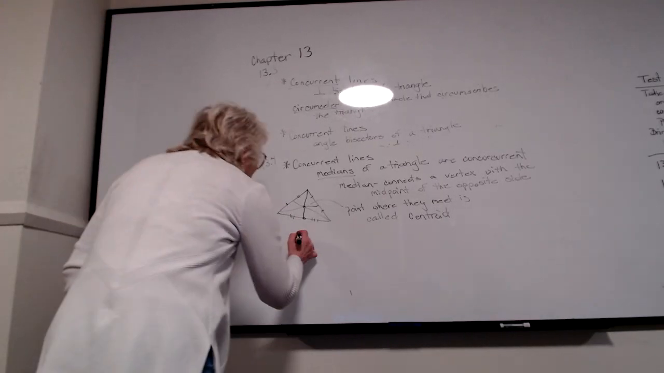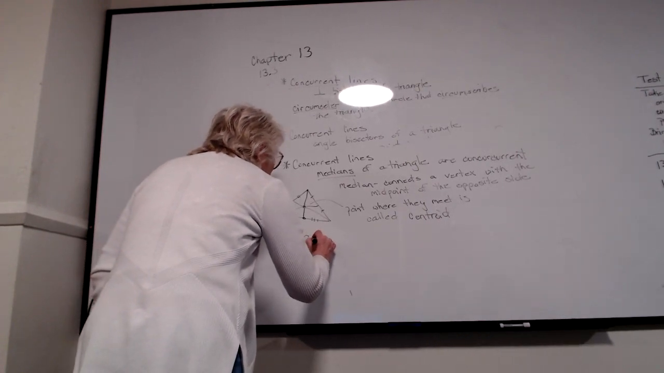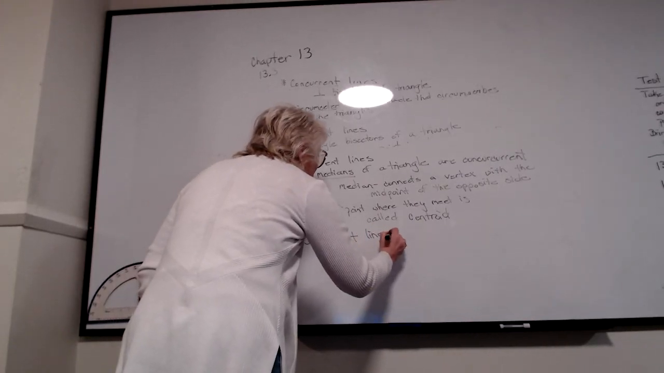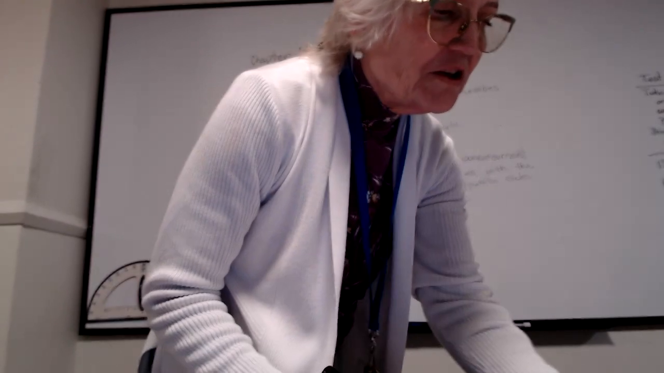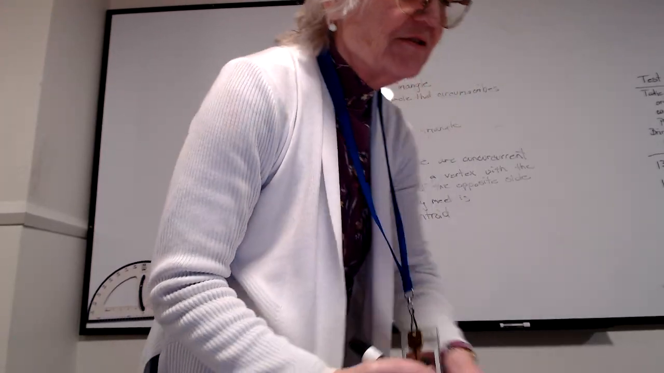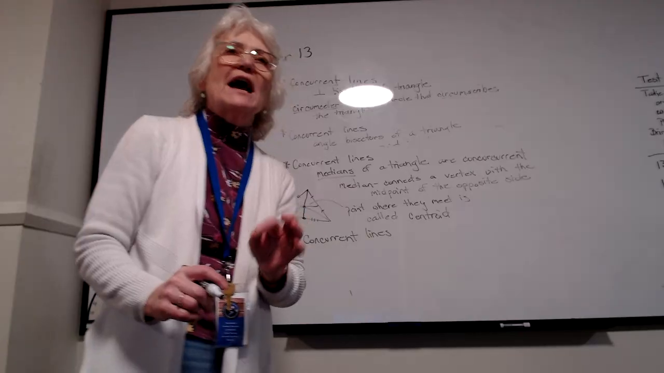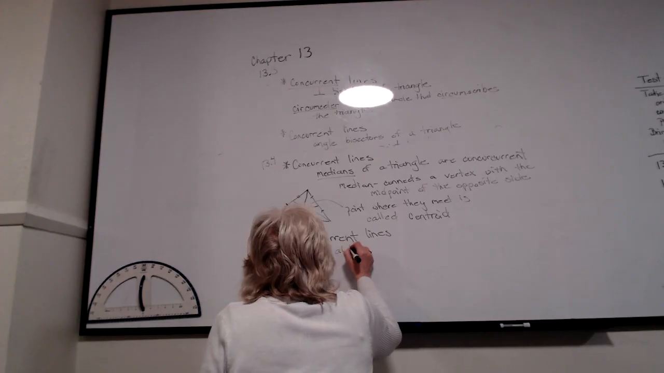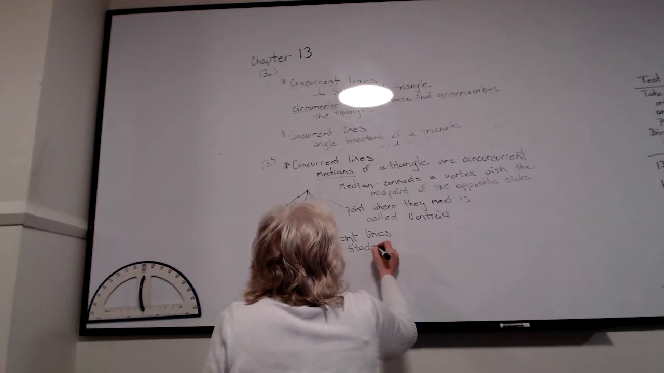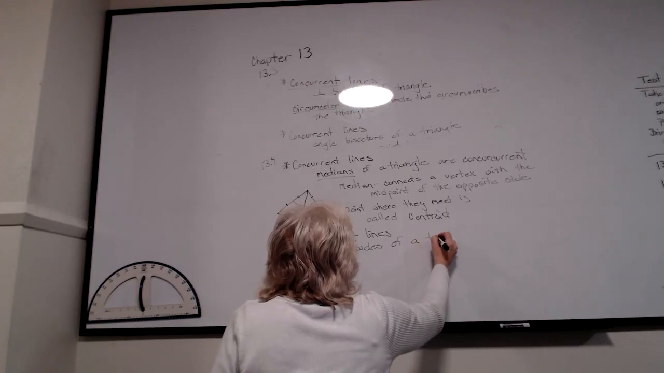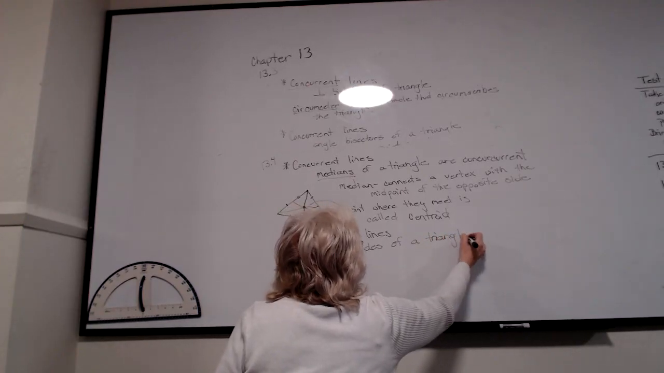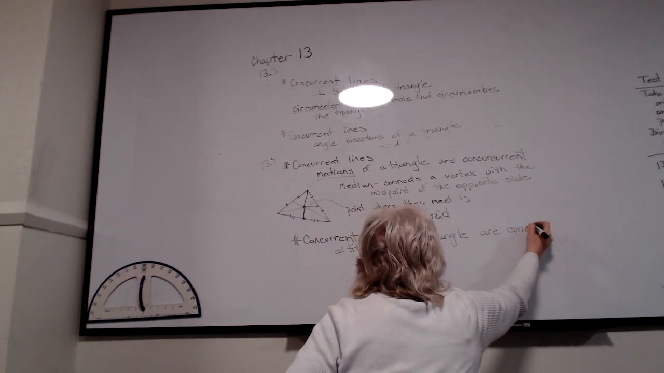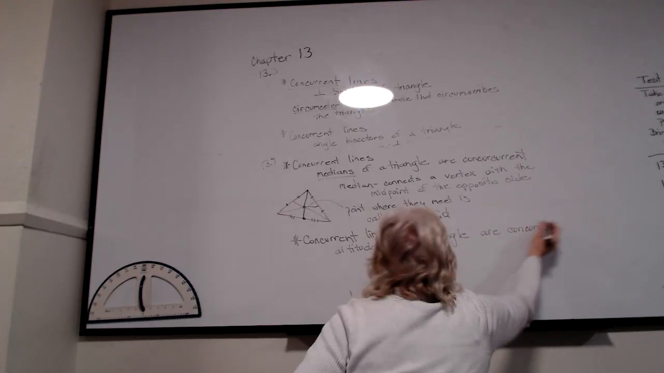The last one that's a concurrent, the last one in a triangle is when you have the altitudes of the triangle. Okay, now what are altitudes of a triangle? Okay, the altitudes of a triangle are concurrent. Okay, so we have to review.